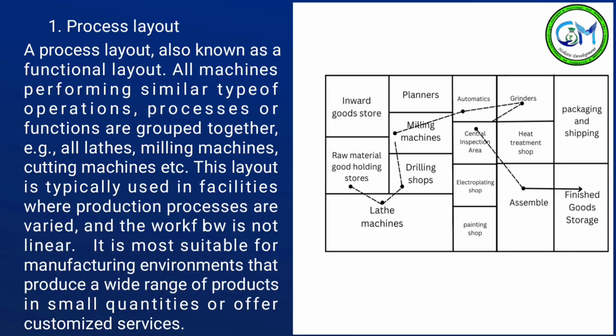Likewise cutting machines, grinding machines, heat treatment machine operations, all the machines performing similar types of operations should be placed in one particular area. This type of layout is called a process layout. It is typically used in facilities where production processes are varied and the workflow is not linear. In such a case, we apply this type of design, and it is more suitable for manufacturing environments that produce a wide range of products in small quantities and offer customized services.